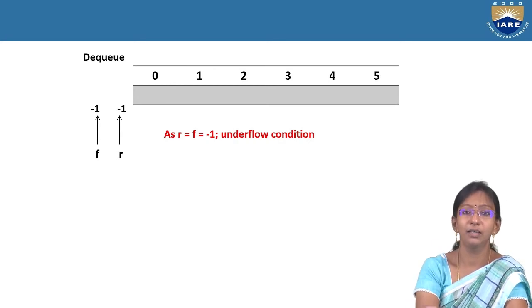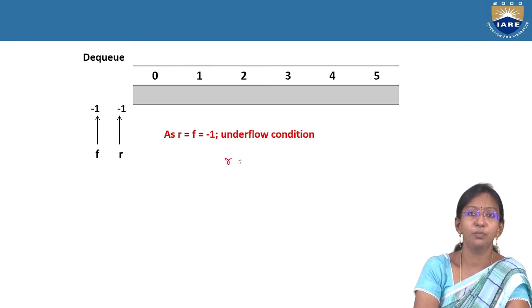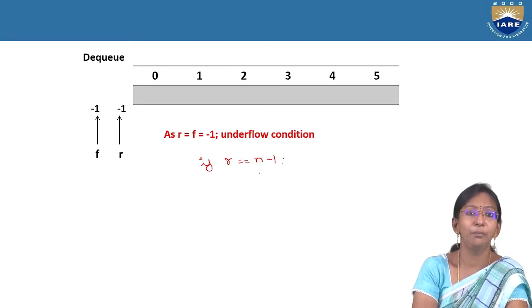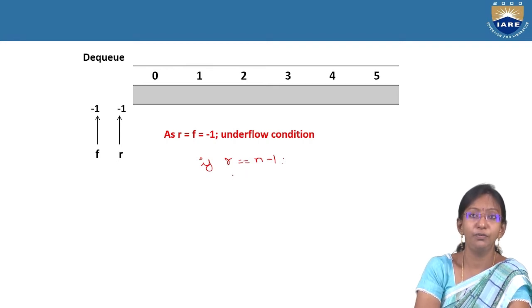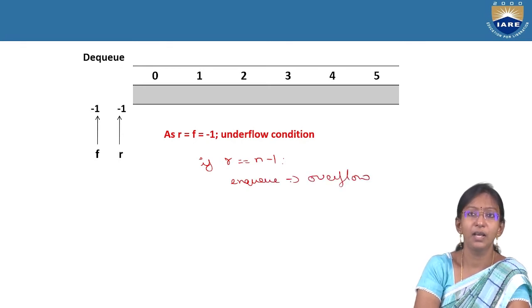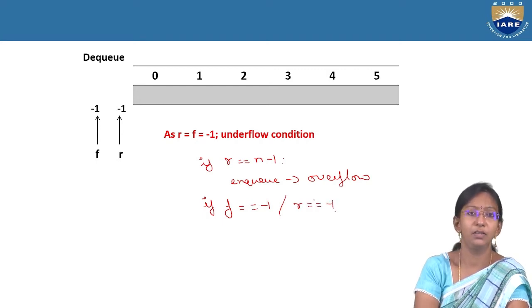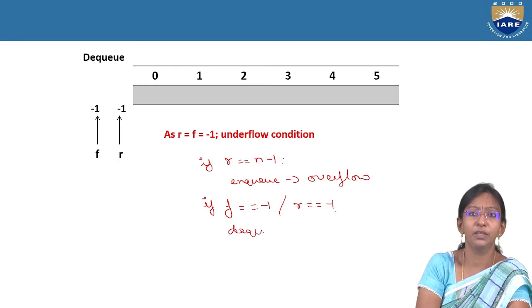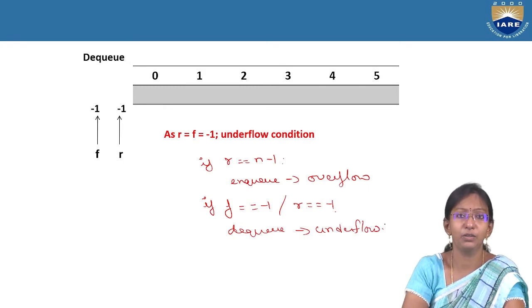So let's conclude it. If rear is holding a value n minus 1, where n is the total number of elements in a queue, that is the capacity of the queue, and if you perform enqueue operation, it will raise overflow condition. And if front is equal to minus 1, or even you can check rear is equal to minus 1, anyone is fine, right? And if you perform dequeue operation, it will raise an underflow condition. Okay, so please do remember this one, my friends.